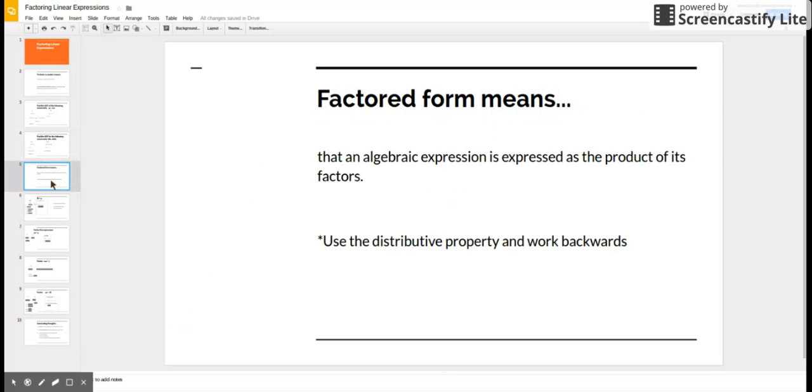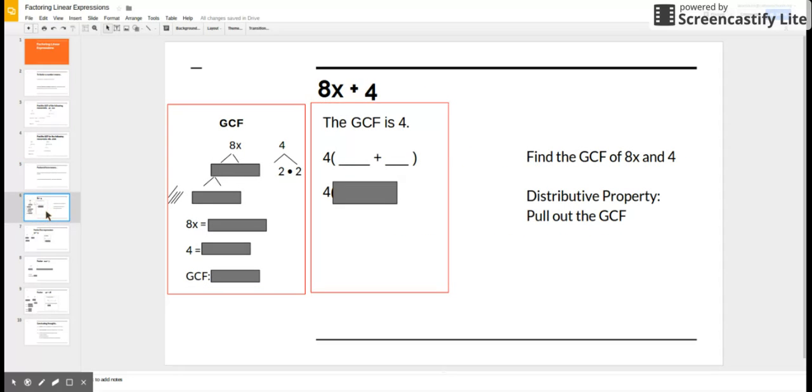Factor form just means that you turn an algebraic expression into a product of its factors. It's kind of like using the distributive property backwards. Here we have 8x plus 4. Some of you might right away be able to pull out your greatest common factor, which is 4. That's the biggest factor that goes into both of these. If not, I have the tree here of how it can be broken down.